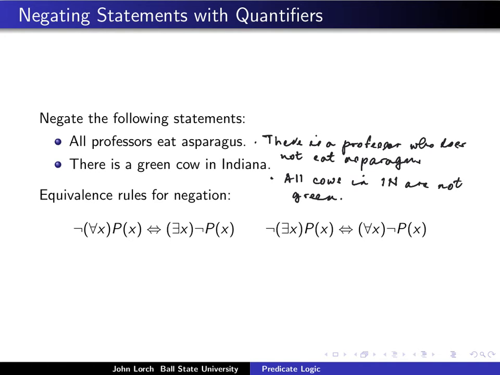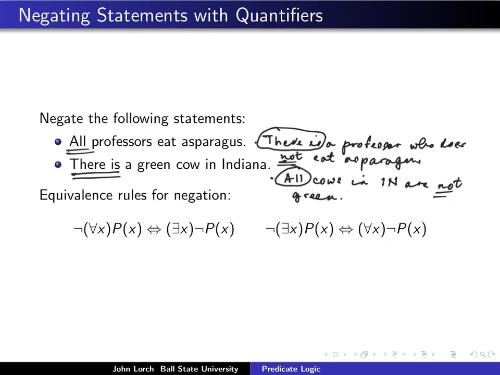So one thing I want you to notice about the construction of these negations is that in the first statement, we have this universal quantifier, all. All professors eat asparagus. And to negate that, all we need to do is show the existence of one professor who does not eat asparagus. Whereas in the second statement there was a claim about the existence of something. There is at least one green cow in Indiana. And to negate that, we assert that all cows in Indiana are not green.